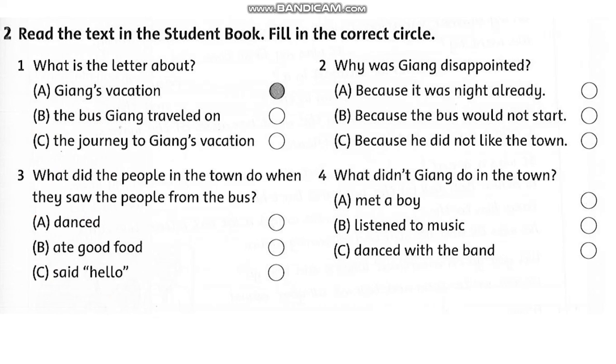You open your student book again and you fill the correct circle. Why was Zhang disappointed? Because the bus would not start. Number 3. The people in the town say hello when they saw the people from the bus. So the correct is C. Number 4. What did Zhang do in the town? Yeah, he danced with the band.